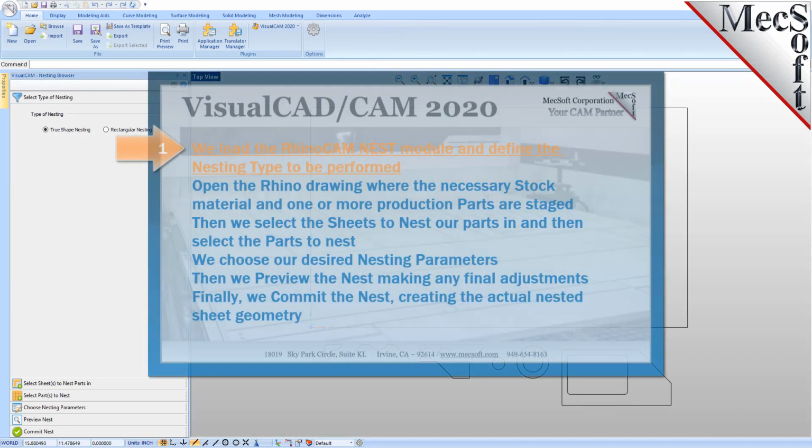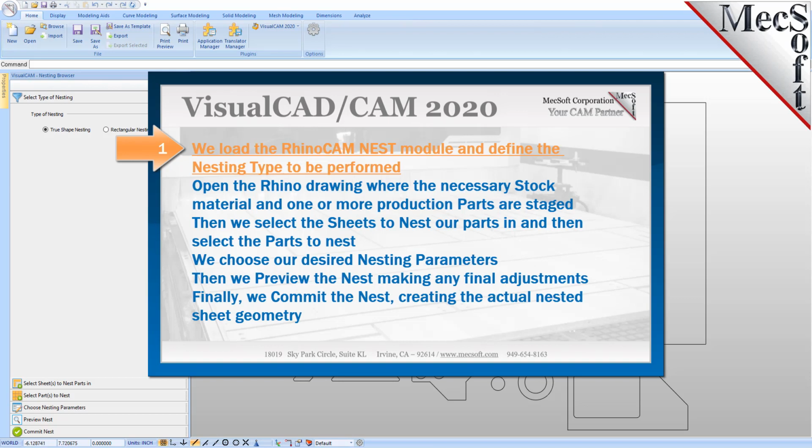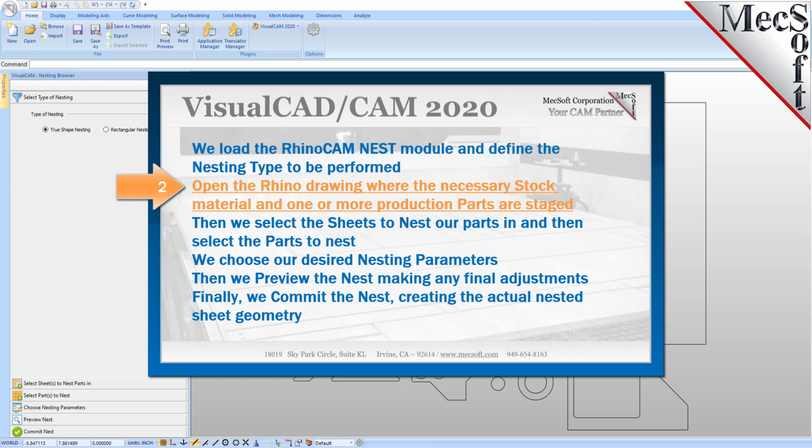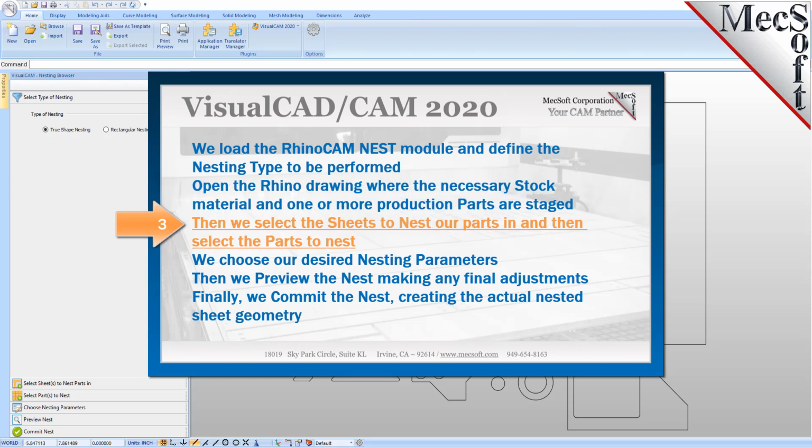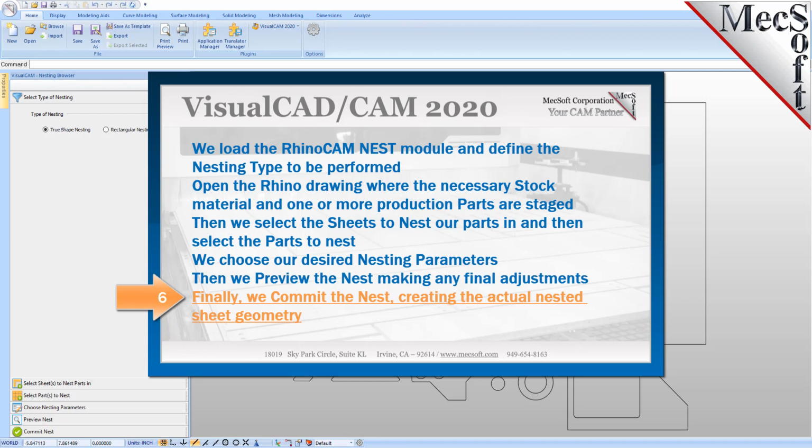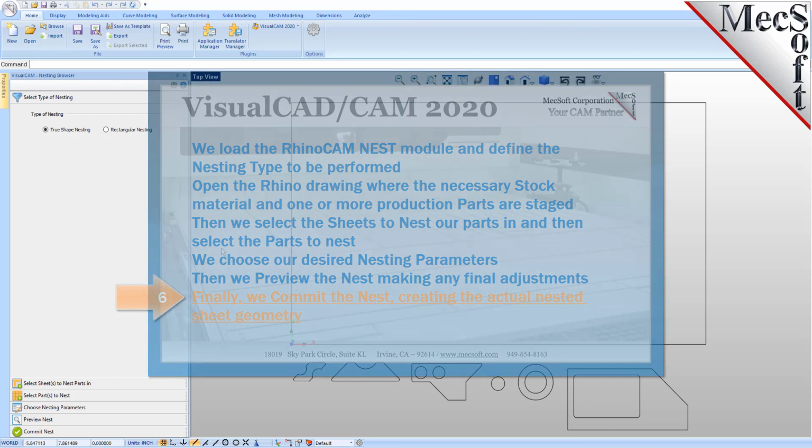The following basic steps are included in the nesting process. First, we load the VisualCAD Nest module and define the nesting type to be performed. Then, we open the VisualCAD drawing where the stock material and production parts are staged. Then, we select the sheets to nest our parts in, and then select the parts to nest. We choose our desired nesting parameters. Then, we preview the nest, making any final adjustments. Finally, we commit the nest, creating the actual nested sheet geometry.